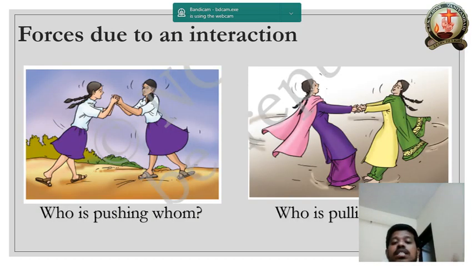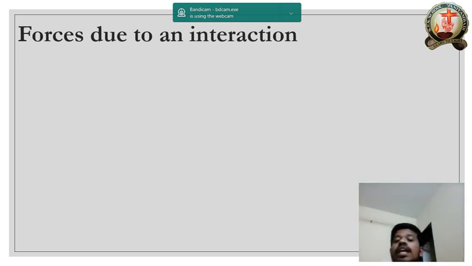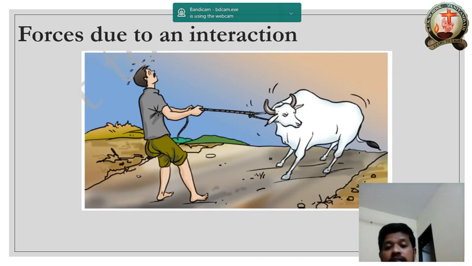In the previous case, among these girls, they both have the same weight and they are creating a balanced force among themselves. They are trying to apply either equal push or equal pull. So you cannot easily determine who is pulling whom and who is pushing whom, right? But in this case, since the weight of the cow is more compared to the weight of the man, the man has to apply more force so that he can pull the cow towards himself.